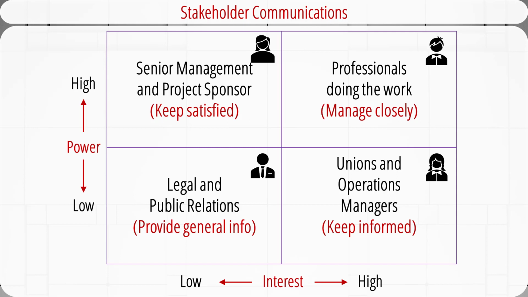On a typical project, you want to manage closely the professionals doing the work on the top right corner. You want to satisfy senior management and the project sponsor on the top left corner with periodical updates. On the bottom right corner, unions and operations managers interested in the project would be some people you would want to keep informed. You would only need to provide general information to the legal, public relations, and other departments on the bottom left corner of this chart.